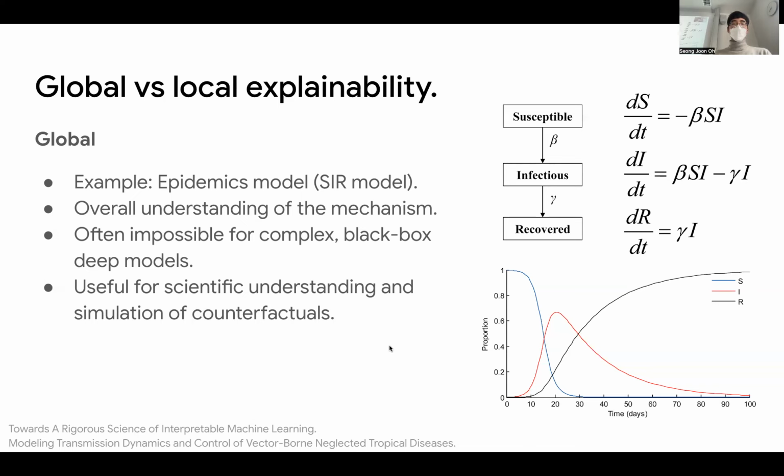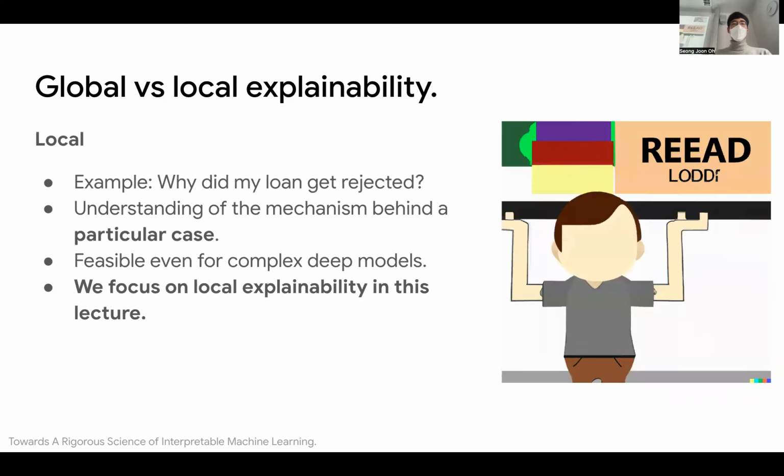So this kind of global explainability is useful for understanding the global behavior of the system and scientific understanding, and later on, simulating what is possible and what kind of future is going to happen given the current situation and so on, right? And that is actually not our primary interest in this lecture. Our interest in the lecture is more local explainability, which is focused on explaining why this particular case is happening.